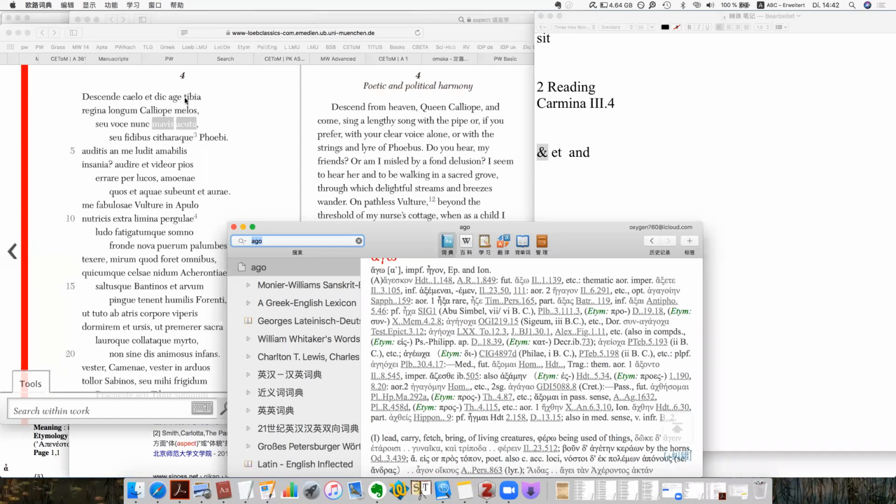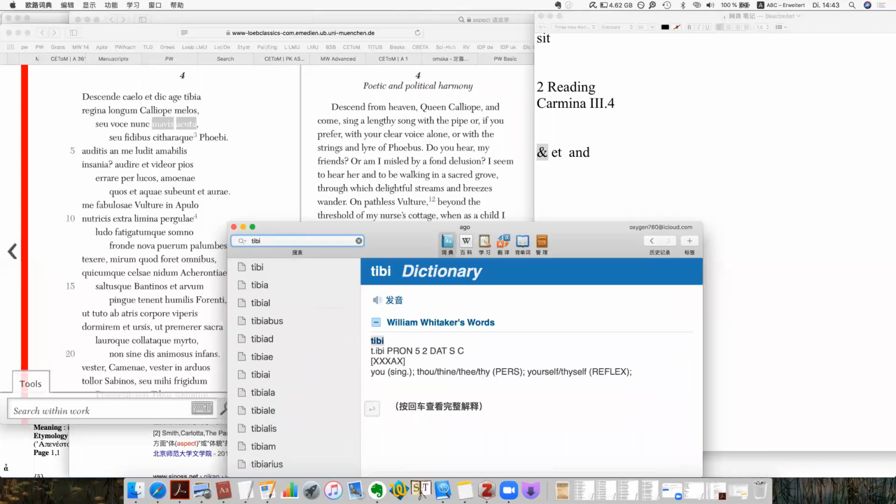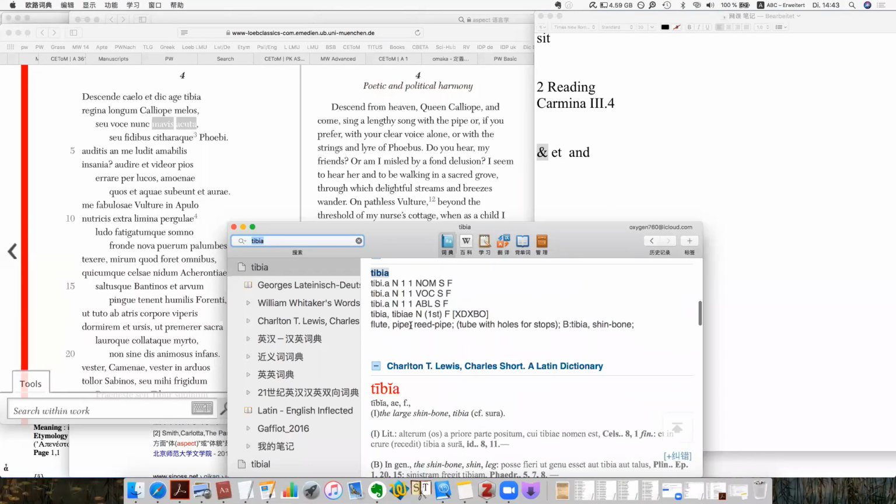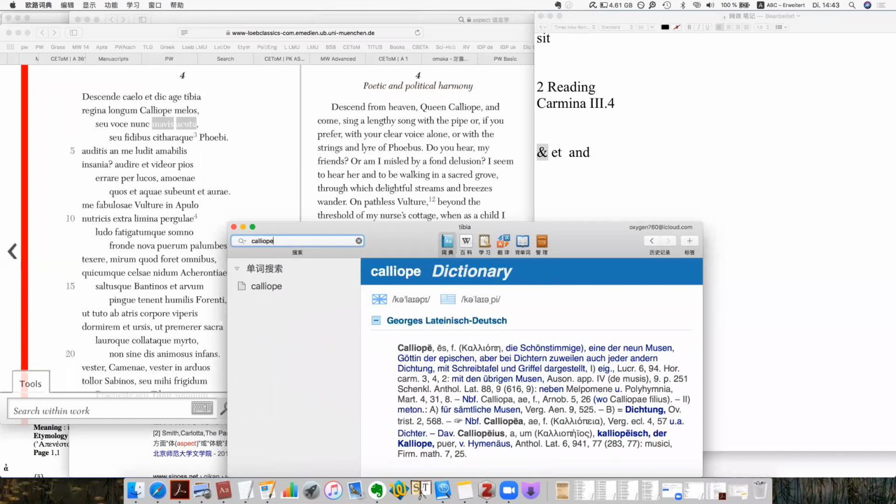And then tibia, and tibia is actually the pipe. It's a musical instrument. You can see this is a flute pipe, right? And I think it's ablative, with the pipe. And then regina, regina means queen. And then her name is called Calliope. It's just a name. I think it's from Greek. You can also check it. You can see it's a Greek name called Calliope.